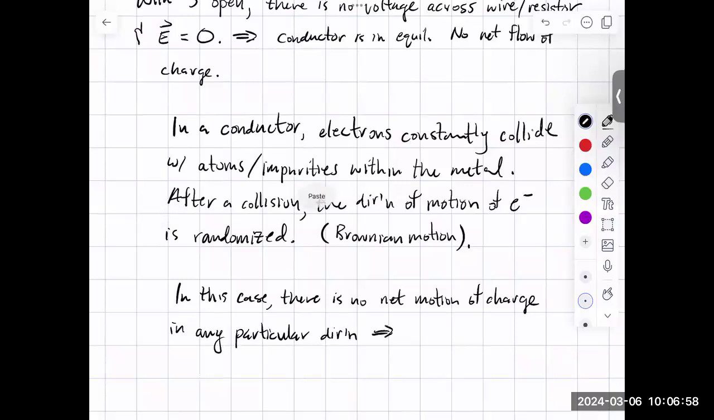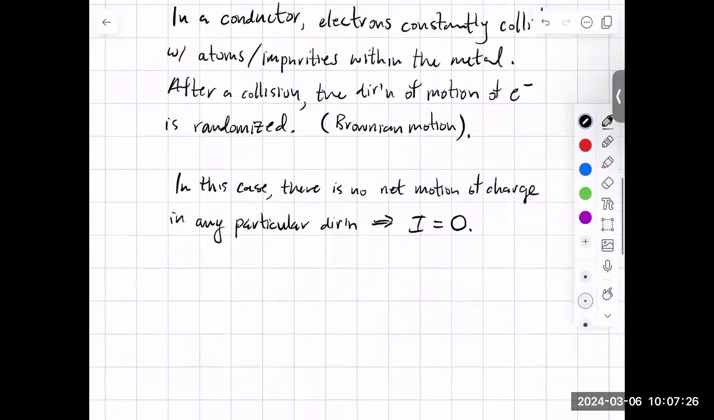And that implies that the current is equal to 0. Because if you remember how we thought about current, if I put an imaginary surface through my conductor, because the charges are moving in random directions, just as many electrons cross that surface from the left to the right as do from the right to the left. And so then the net charge to cross that surface is 0, and therefore the current is 0.